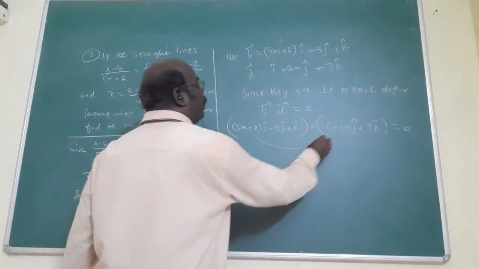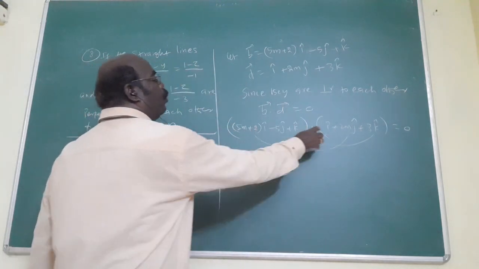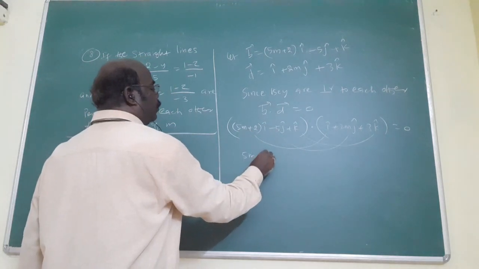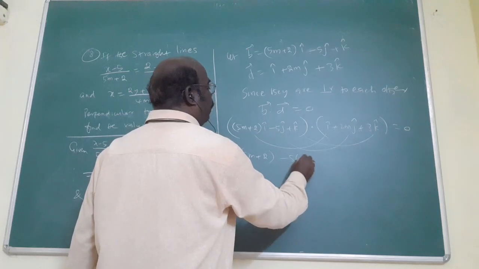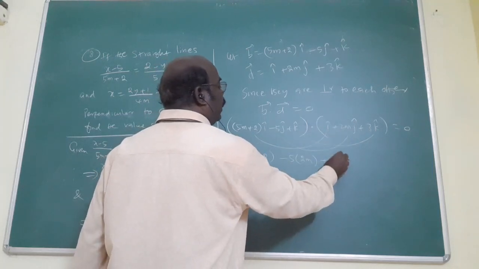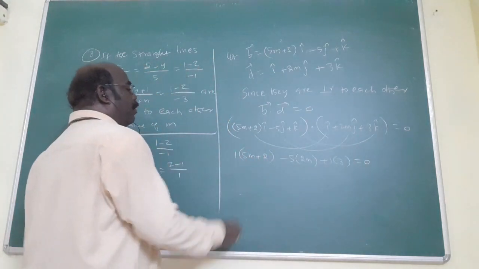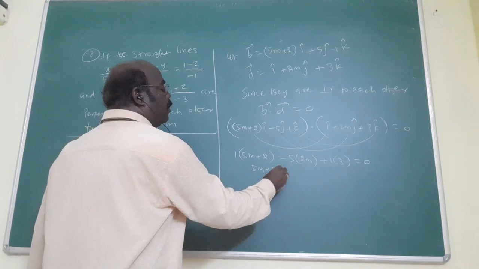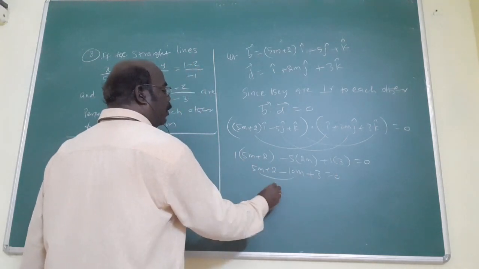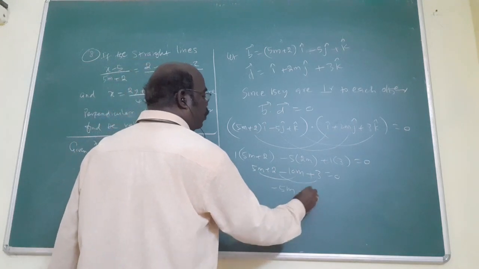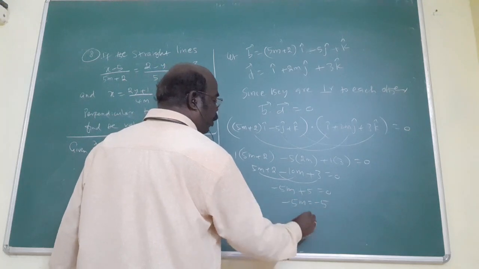Now multiply corresponding elements: i with i, j with j, k with k. 1 into (5m plus 2), next minus 5 into 2m, plus 1 into 3. Am I correct? Now simplify. 5m plus 2 minus 10m plus 3 equal to 0. Combine both: minus 5m, combine these two: plus 5, so minus 5m equal to minus 5. M equal to what? 1.